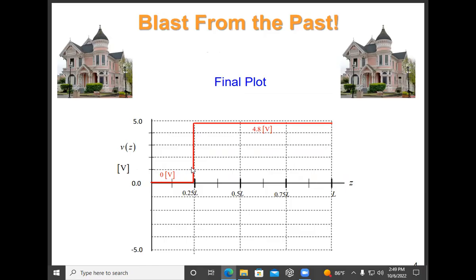Not just a coincidence in this particular problem. Okay, kind of a weird problem. If I had to do it over again, maybe I would have picked a narrower pulse. But oh well. Okay.